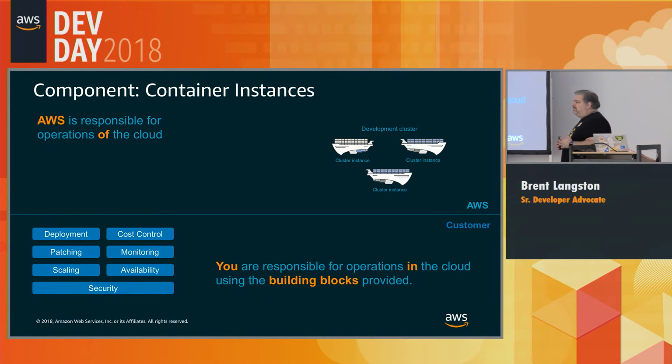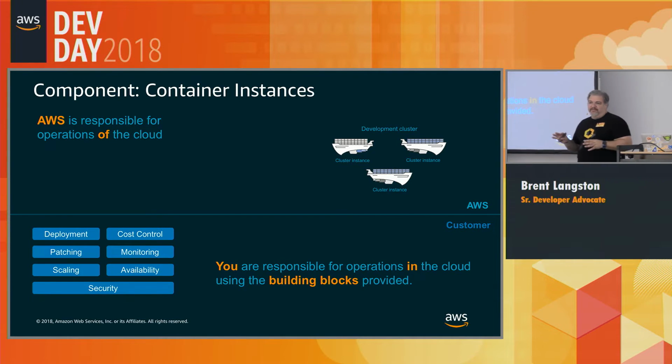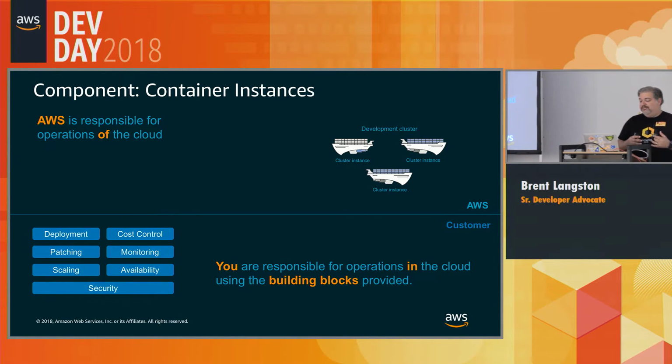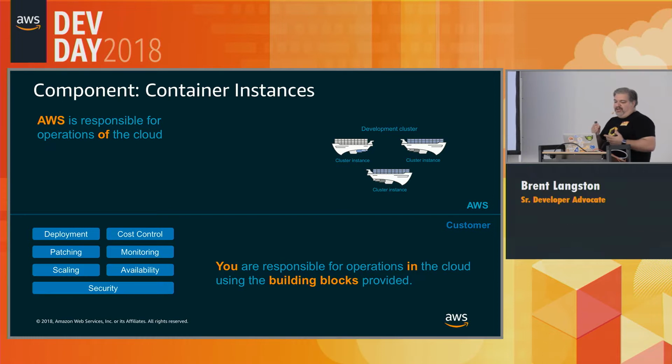The container instances themselves, this is again where you will have the most responsibility. You can build your own AMIs. You can use a pre-created AMI that we provide you, but ultimately nearly all responsibility for this layer is on you. So you deploy these AMIs, you patch them, you scale them up or down, paying for them and managing those costs is up to you. Monitoring, availability, security, all up to you. So this is where the most work for you exists.